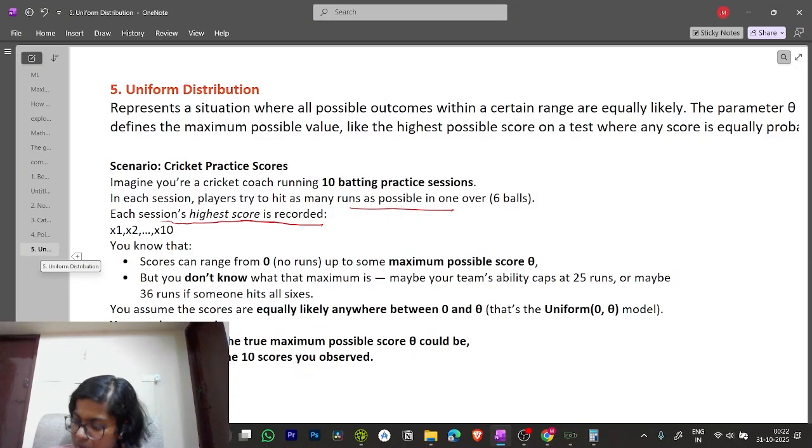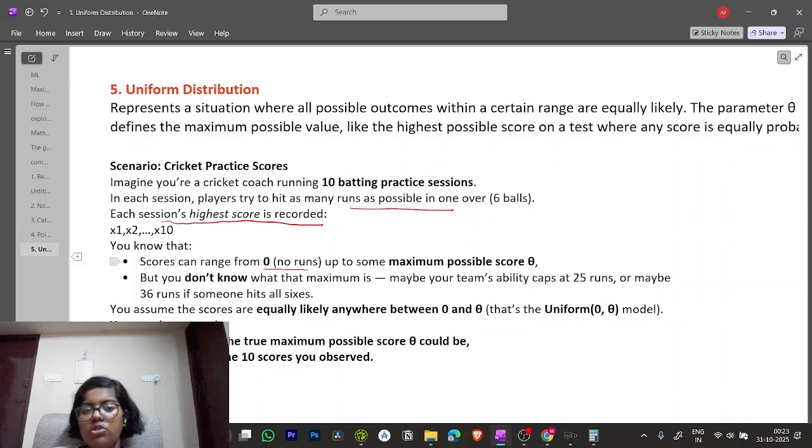Okay. So we know that the score can range from anywhere between 0 runs up to a maximum score of theta. But we don't know exactly what this value theta is. Maybe it was a very tough ball, the bowler was too good on one day, or the pitch was such that they couldn't hit good runs. So probably they only hit 20 runs or something. Or probably it was a very good over for the batsman, someone like Yuvraj with the bat, and he hits 6 sixes, so he could get 36.